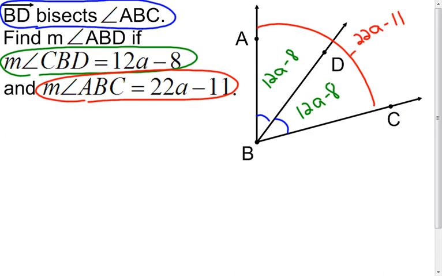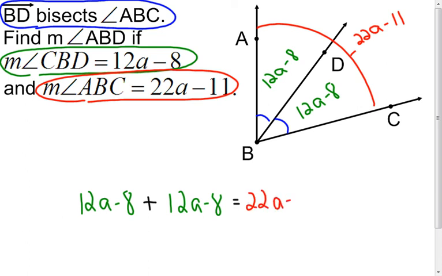So I'm going to write an equation. I start with 12a minus 8, that's angle ABD. I add the other one, 12a minus 8, that's angle CBD. If I add these two angle measures together, it should give me the measure of the whole thing. The measure of the whole thing, told to us in the problem, is 22a minus 11.